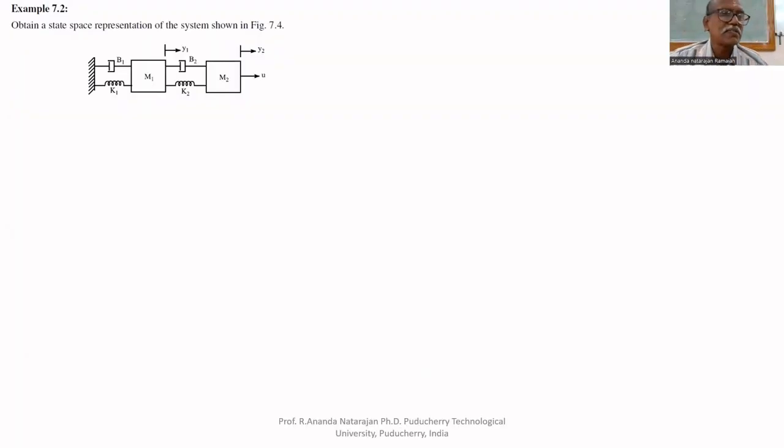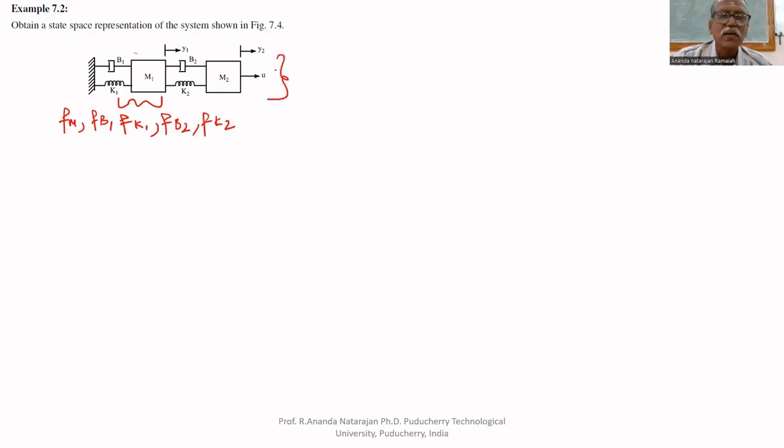Obtain the state space representation of the system shown in figure. We know how to obtain the mathematical model for this. The forces acting on the mass m1 are Fm, Fb1, Fk1, Fb2 and Fk2.